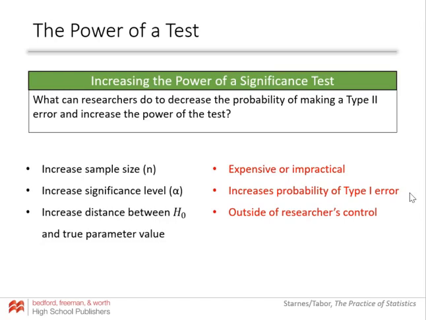Increasing the distance between the null hypothesis and the true value, we don't have any control over that. It's just sort of a fact that you should know that the further away we are from the null hypothesis, the higher the power, but it's not something that you can really do anything about.